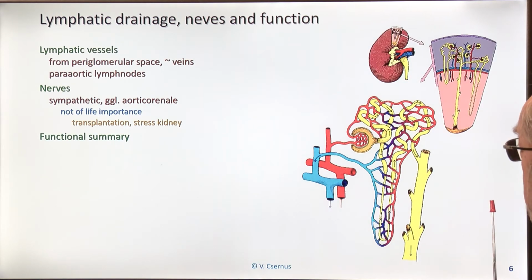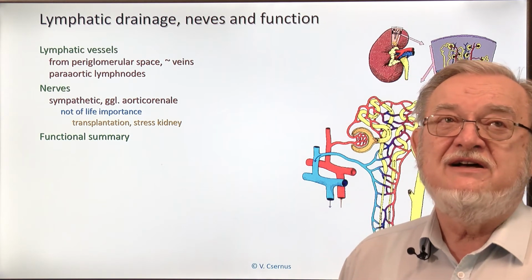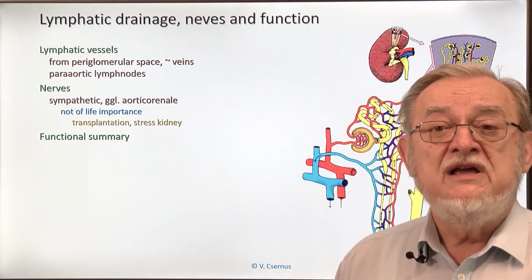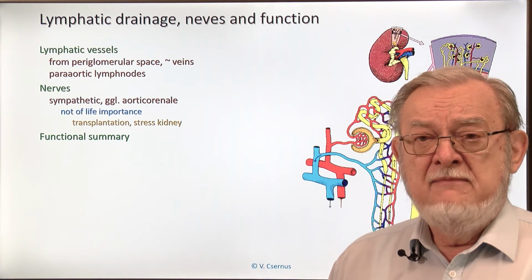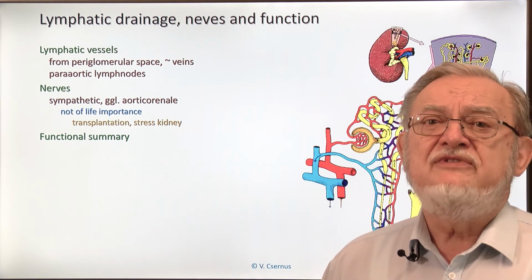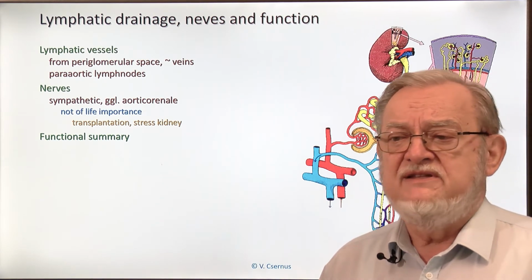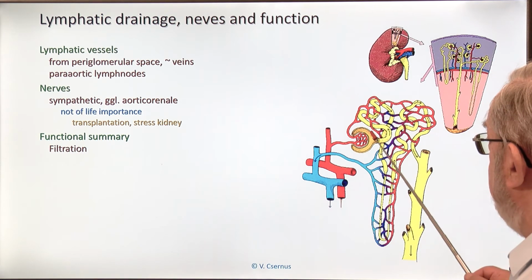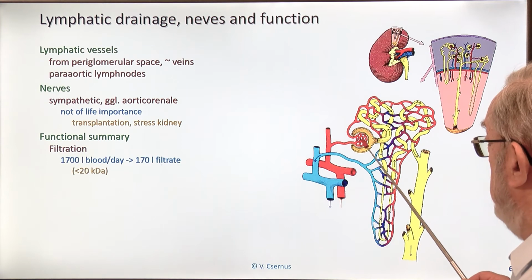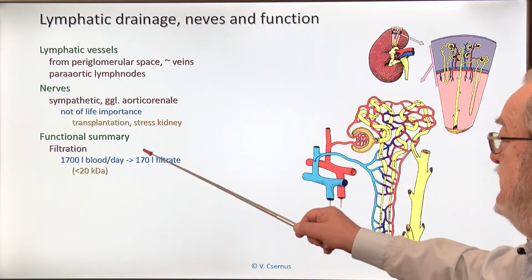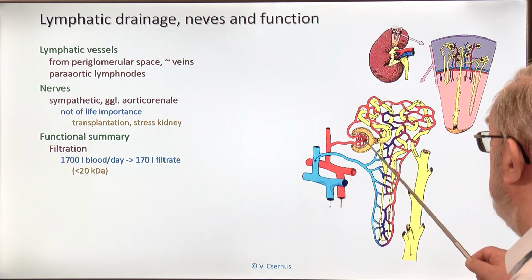Now let me make a kind of functional summary. You hear a lot of very important pieces of information, also details on the function of the kidney, but maybe you are lost among the lot of information. Let me briefly summarize. What does the kidney do? How does it carry out its product? First of all, the first step is the filtration. So from the large quantities of blood passing through the kidney, 10% is filtered out.